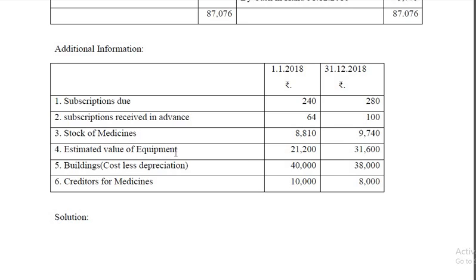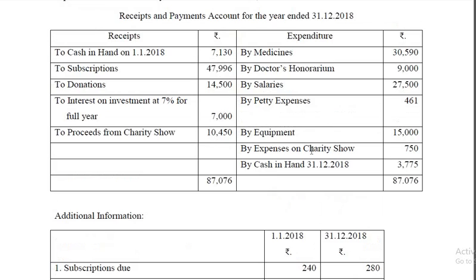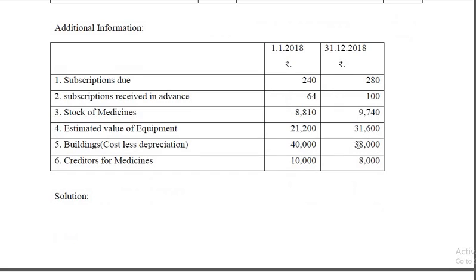Okay, next one, estimated value of equipment. 21,200 is the opening balance, and addition is 15,000. From the total you have to deduct closing value of equipment. Then you will get depreciation. Depreciation has to be debited to income and expenditure account. And 21,200 will appear in the opening balance sheet. 31,600 will appear in the closing balance sheet, both asset side.